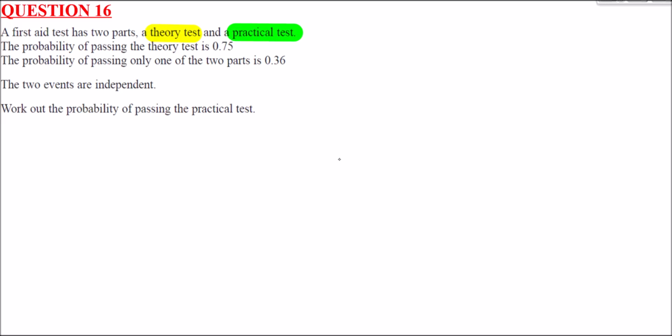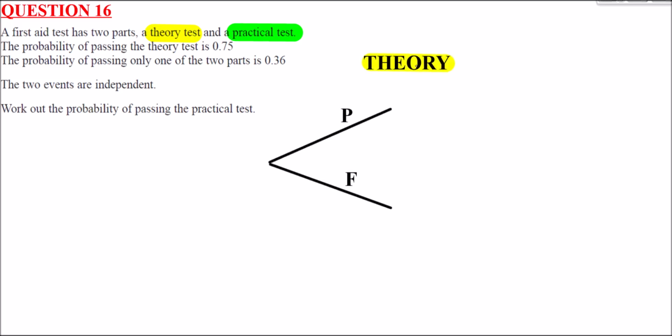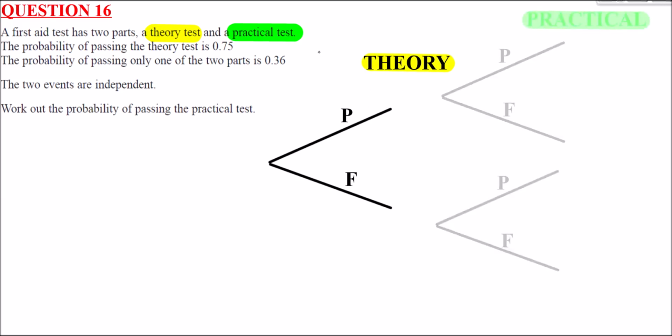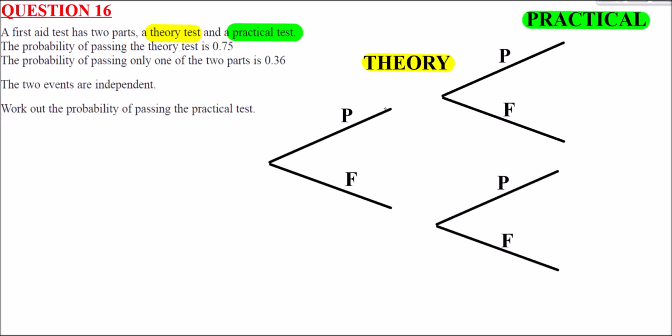So first of all, it's possible that someone has the theory test, like so. The theory test is obviously going to be either a pass or a fail. Then after that, they do the practical test, which again is either pass or fail. So it says here, probability of passing the theory test is 0.75. So we could add this in as a probability for passing the theory, 0.75.